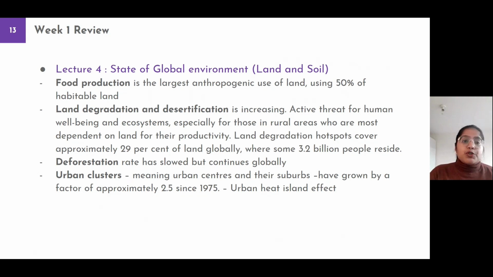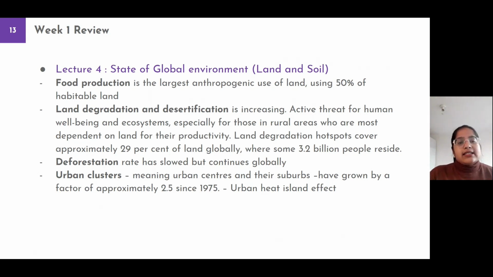Now next we move on to lecture 4, where we looked at the state of the global environment, land and soil. We see that food production is the largest human activity which uses land, and it uses approximately 50% of the habitable land. Habitable land is described as land which is fit for human survival. That is, it is neither too hot nor too cold, and there is an existence of water.